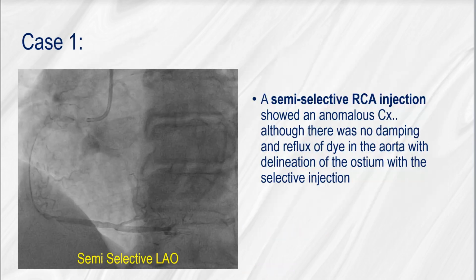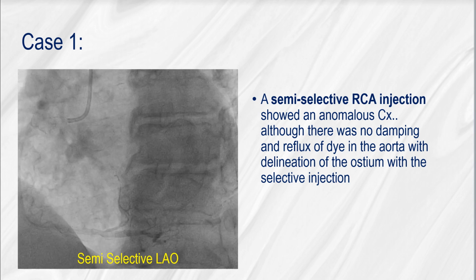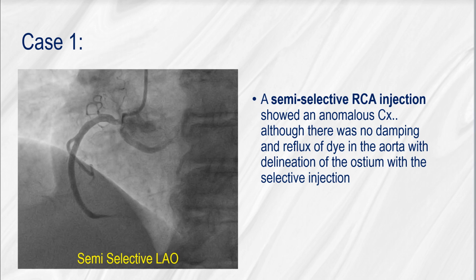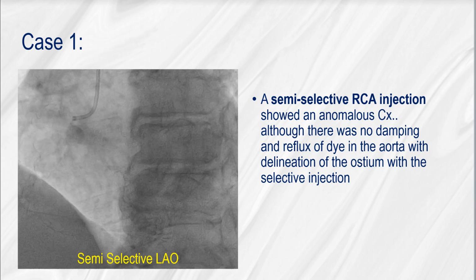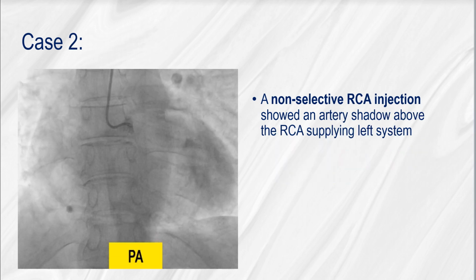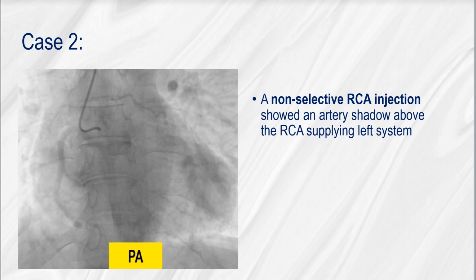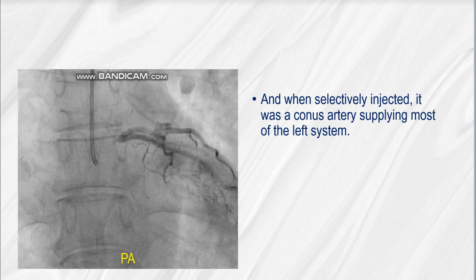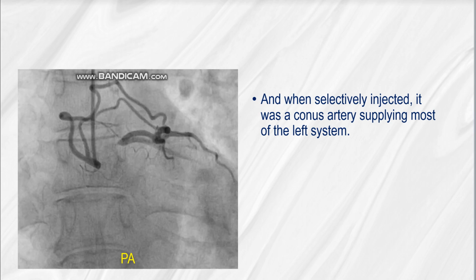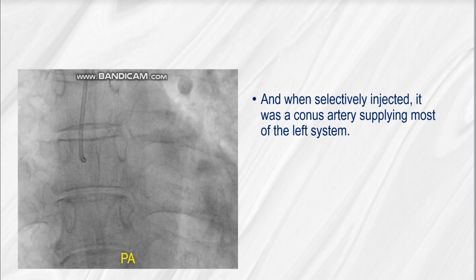Back to the first case, a semi-selective RCA injection showed an anomalous CX, although there was no damping and reflux of the dye in the aorta with delineation of the ostium with the selective injection. And in the second case, a non-selective RCA injection showed an artery shadow above the RCA supplying the left system. And when selectively injected, it was a conus artery supplying most of the left system.